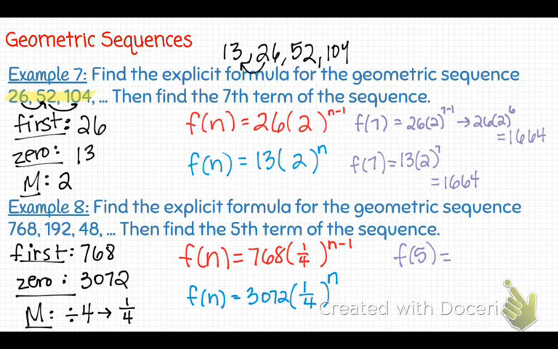And I'm going to plug that into the blue one. 3072 times 1/4 to the 5th power. Now, can you technically divide by 4, 5 times? Yes. If I put a question on the test that said find the 50th term, is that a good use of your time? No. So instead, on your calculators, you're going to do 1 divided by 4 equals, because that's 1/4. Then what power are you going to raise it to? To the 5th power, and you should get a really long decimal.